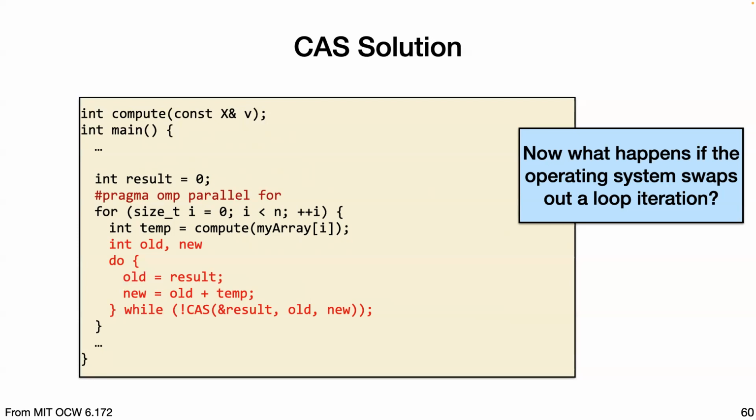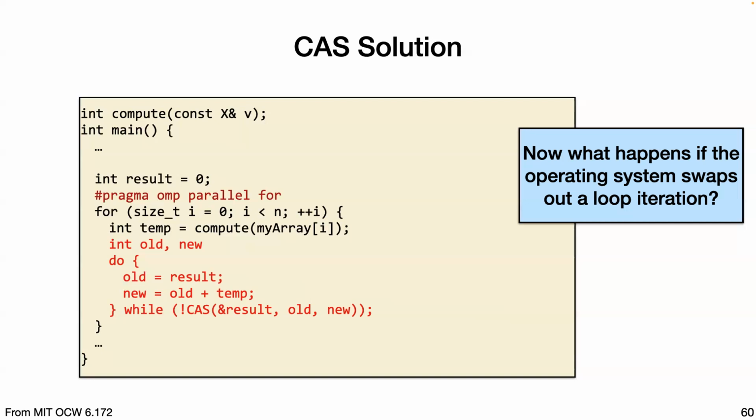The result has not changed out from underneath you, and you can just swap it out for new. The other case is the result has changed out from underneath you, but then the CAS would find that old is no longer equal to result. You can think of compare and swap as: you compare these two, and if true, then you swap new into result. And if false, then you just come back around.